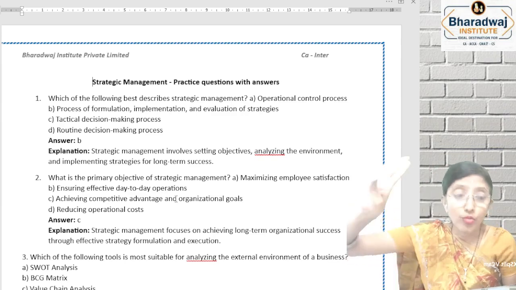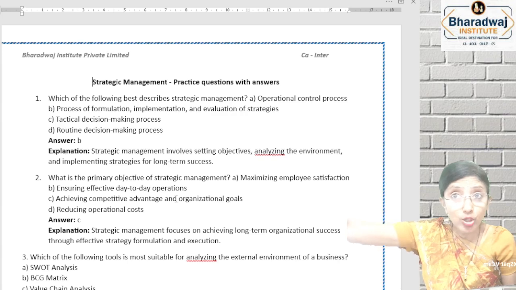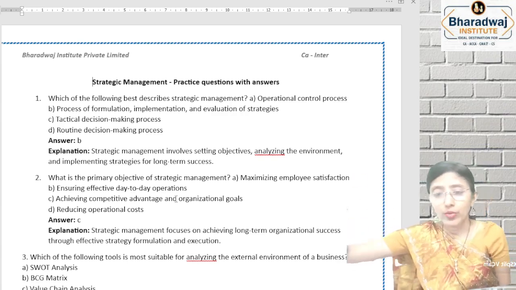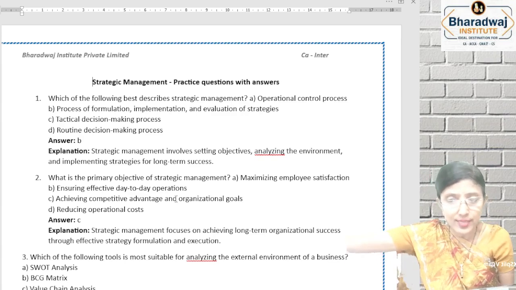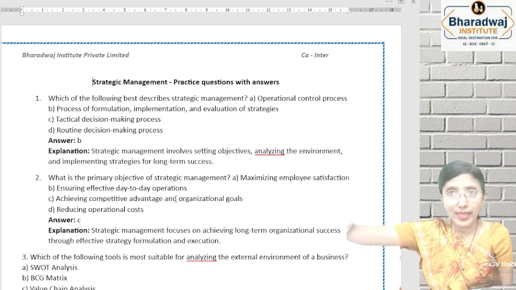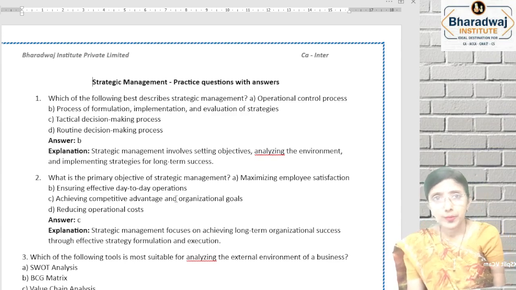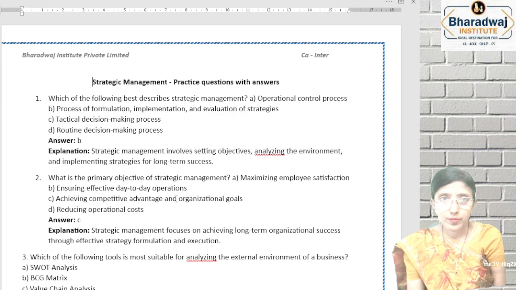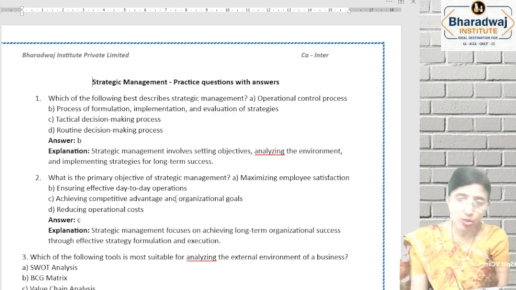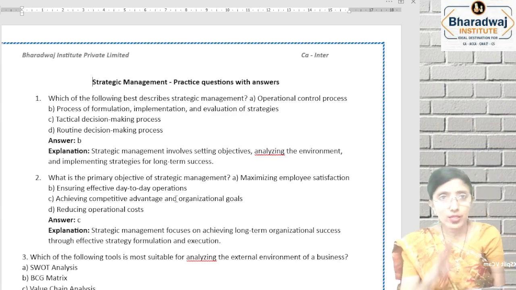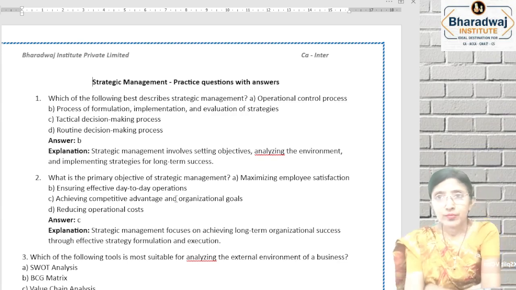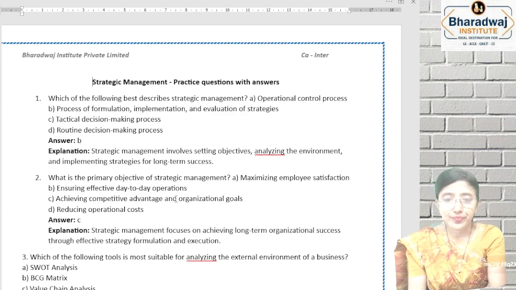Note the question. The 4 options are: operational control process. Second one is process of formulation, implementation and evaluation of strategies. Tactical decision making is 3rd. Routine decision making is 4th. These are the 4 options. You think and give me the answer.